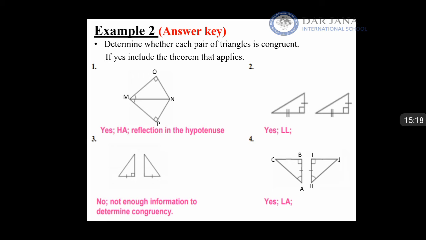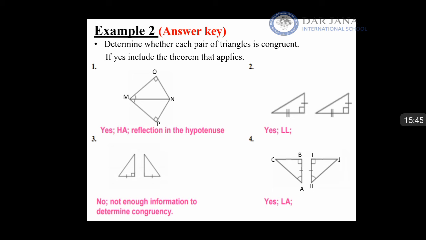So in those two triangles we have a hypotenuse and an acute angle of one right triangle that are congruent to the hypotenuse and the corresponding acute angle in the second right triangle. So those two triangles are congruent using the hypotenuse angle congruence theorem, which is referred to as HA. Here we're using the same hypotenuse, as if those two triangles are reflected by the hypotenuse. So let's move to example number 2.